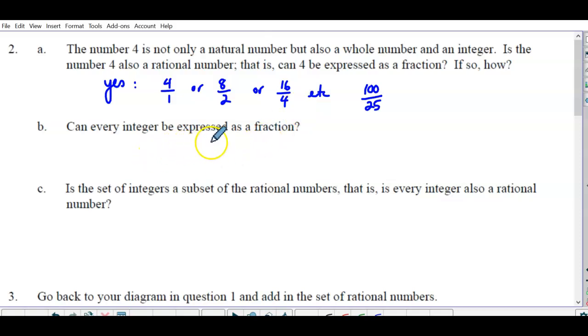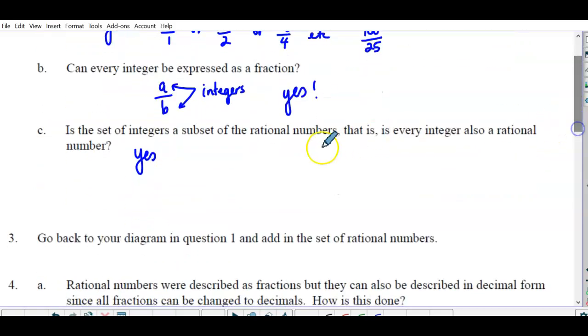Can every integer be expressed as a fraction? Yes, it can, because you can always remember the definition for rational: these both have to be integers. So if we're trying to express an integer as a fraction, we can put it in the numerator and just put 1 in the denominator. Okay, so yes. Is the set of integers a subset of the rational numbers? That is, is every integer also a rational number? Well, we just said yes here, so yes it is. Based on the above, go back to your diagram in question 1 and add the set of rational numbers.